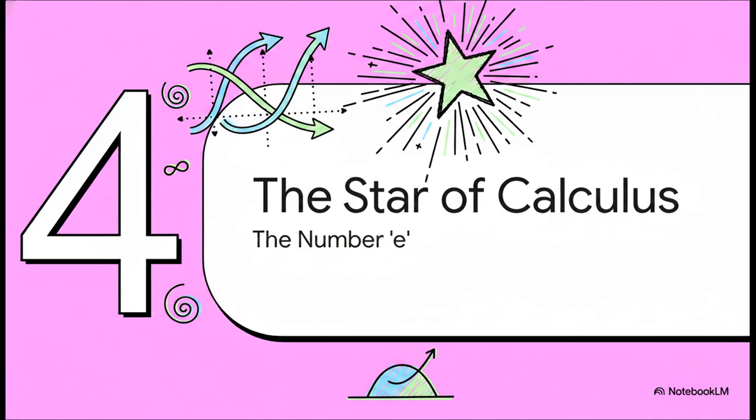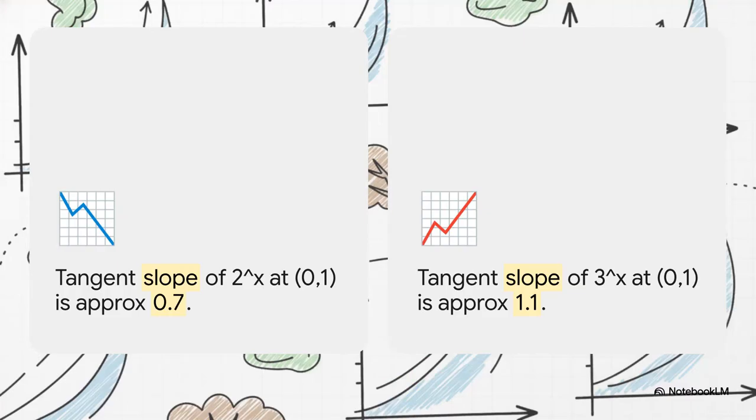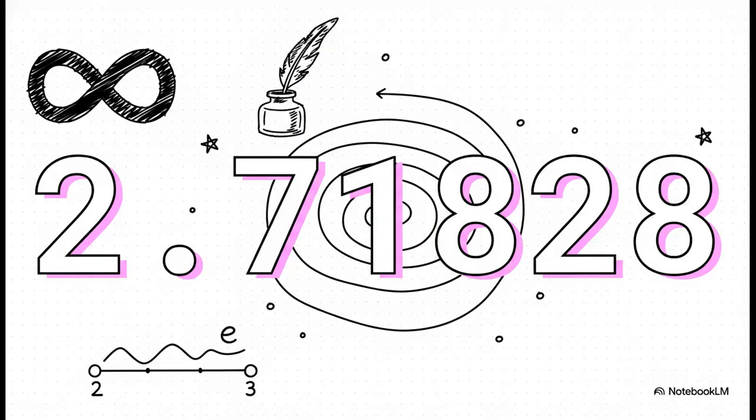Which brings us to Section 4, the star of calculus, the number e. In the world of calculus, not all bases are created equal. The crucial point is figuring out the slope of the tangent line right at our anchor point of (0, 1). If we use a base of 2, the slope is about 0.7. It's a bit too shallow. If we bump the base up to 3, the slope is about 1.1, just a bit too steep. Mathematicians looked at this and thought, isn't there a base perfectly in between that gives us a slope of exactly 1? And there absolutely is.